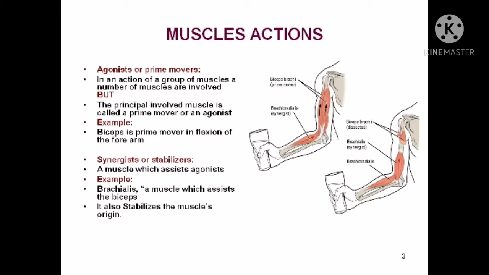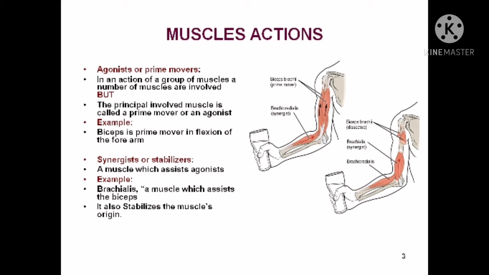The example is the forearm muscle, that is the biceps brachii muscle. These are the flexor muscles. There are three muscles: the biceps brachii, the coracobrachialis, and the brachialis muscle. In this group, the biceps is the prime mover in flexion of the forearm at the elbow.